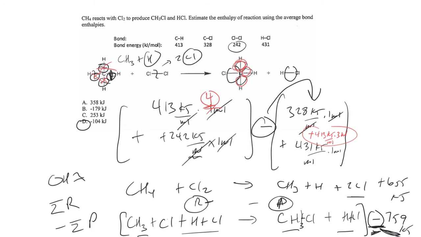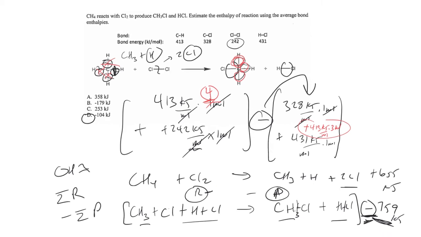And if you do 413 times 4 plus 242 minus 328 minus 413 times 3 minus 431, that is still equal to minus 104. So that gives us the same minus 104.